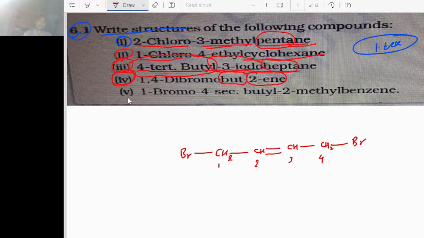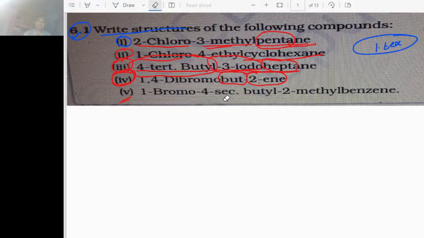Now we are going to look at the last one, students. So what is the last one? You check the last one, right? Dear students, what is said in the last one? 1-bromo-4-secondary butyl. See, keep in mind, it is not the tertiary. Here it was the tertiary, students, 4-tertiary, but here they are saying that on the 4th position is secondary butyl, meaning 2 degree butyl, obviously 2-methylbenzene.